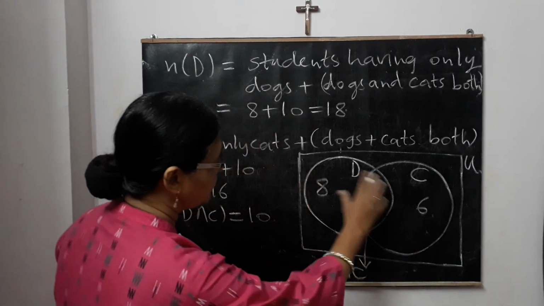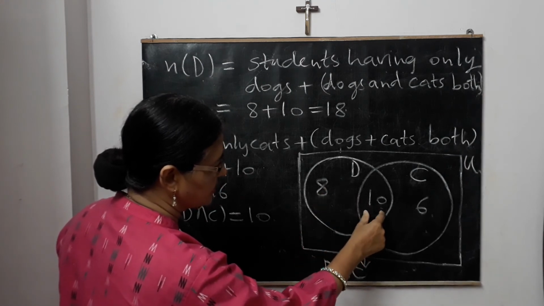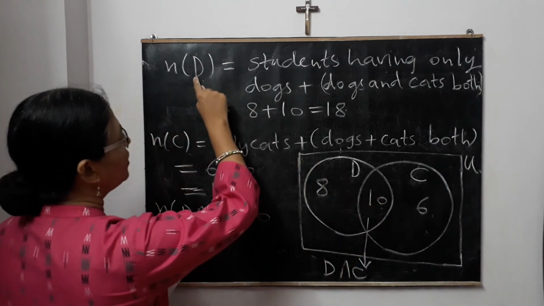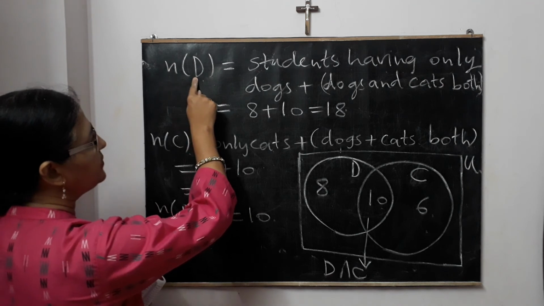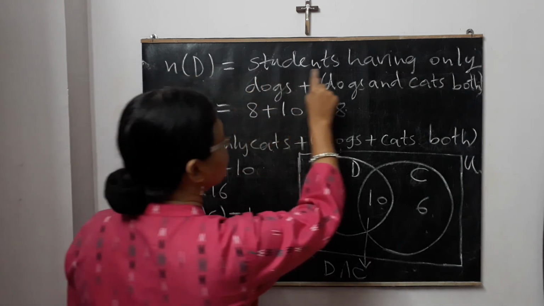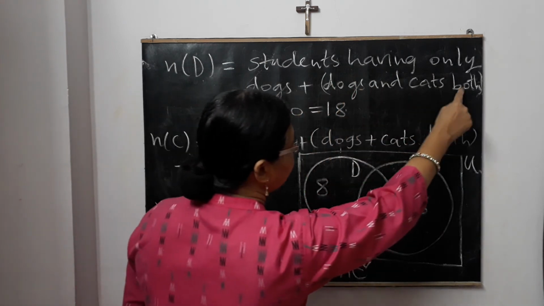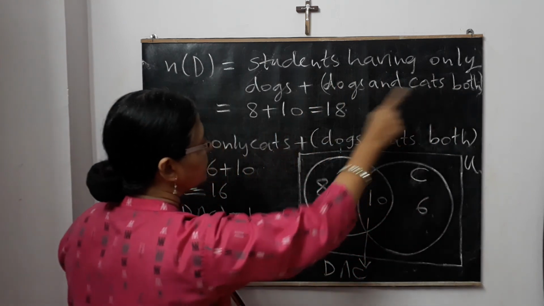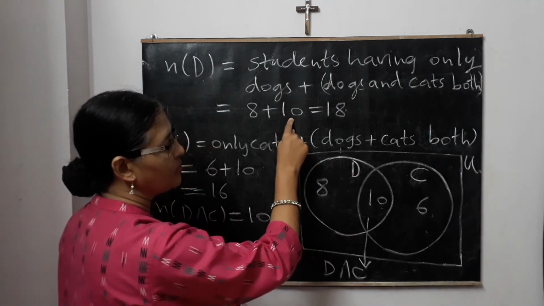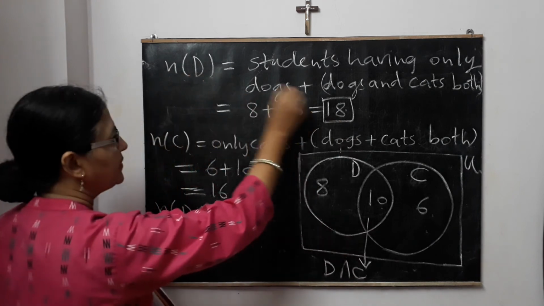Now as we have seen here, the number of dogs, that is only dogs plus intersection, 8 plus 10. So how we are representing it, I have shown here n of D. What is n of D? Number of students who are having dogs. Students having only dogs, how many? 8, and dogs and cats both, I put that in the bracket, that is 8 plus 10, equal to what? 18. So that is one figure, n of D, what we are getting.